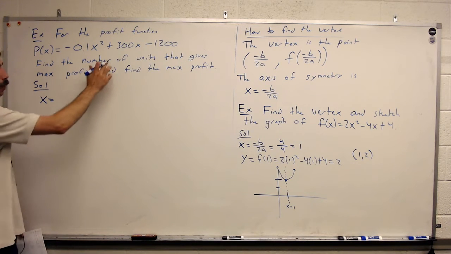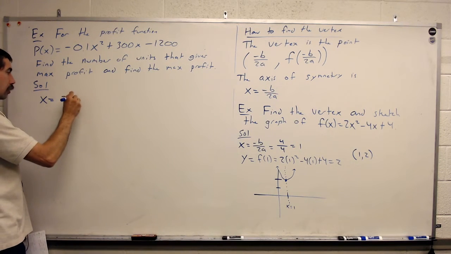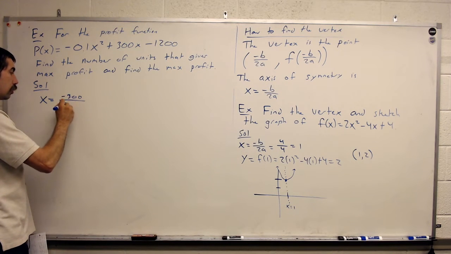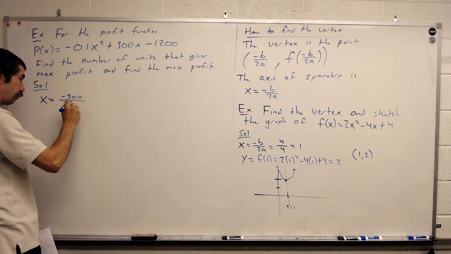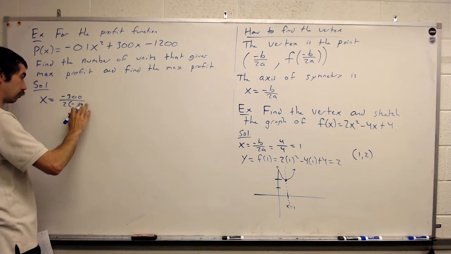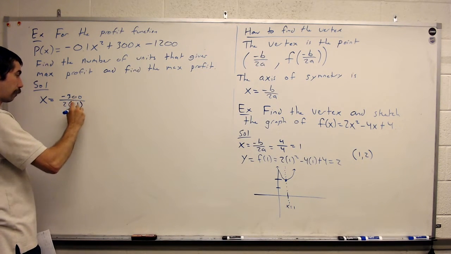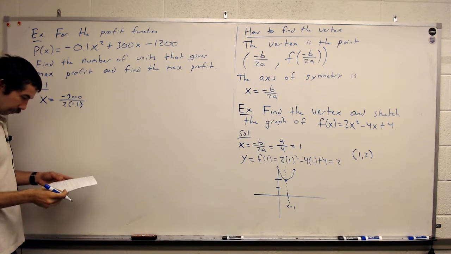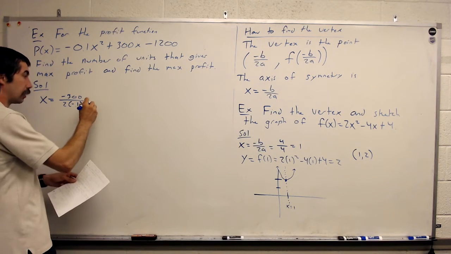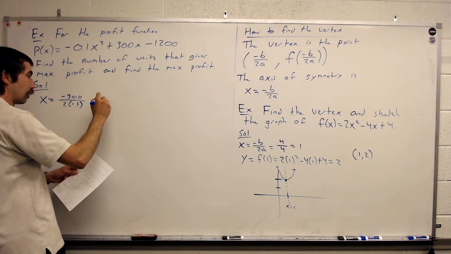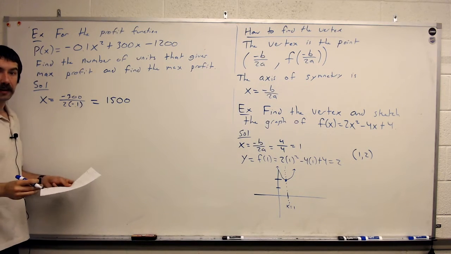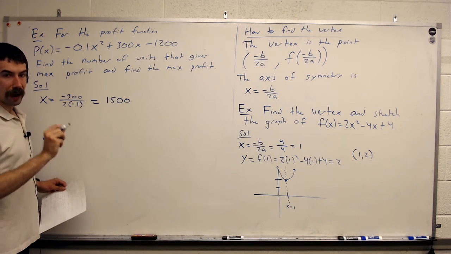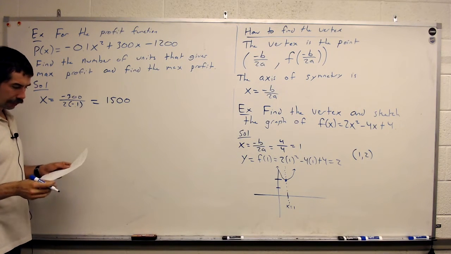So to get the x component, it's negative 300 over 2a, 2 times negative 0.1. You could just type this into a calculator. That's 1,500 units. So our profit is maximized if we sell 1,500 units.